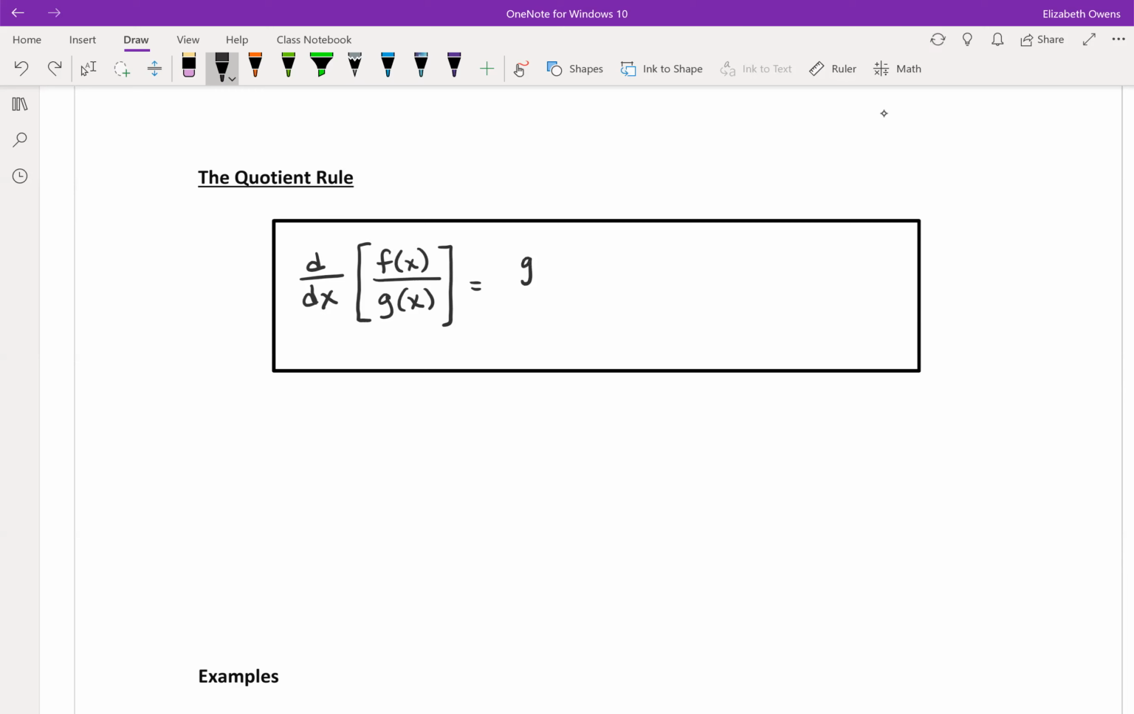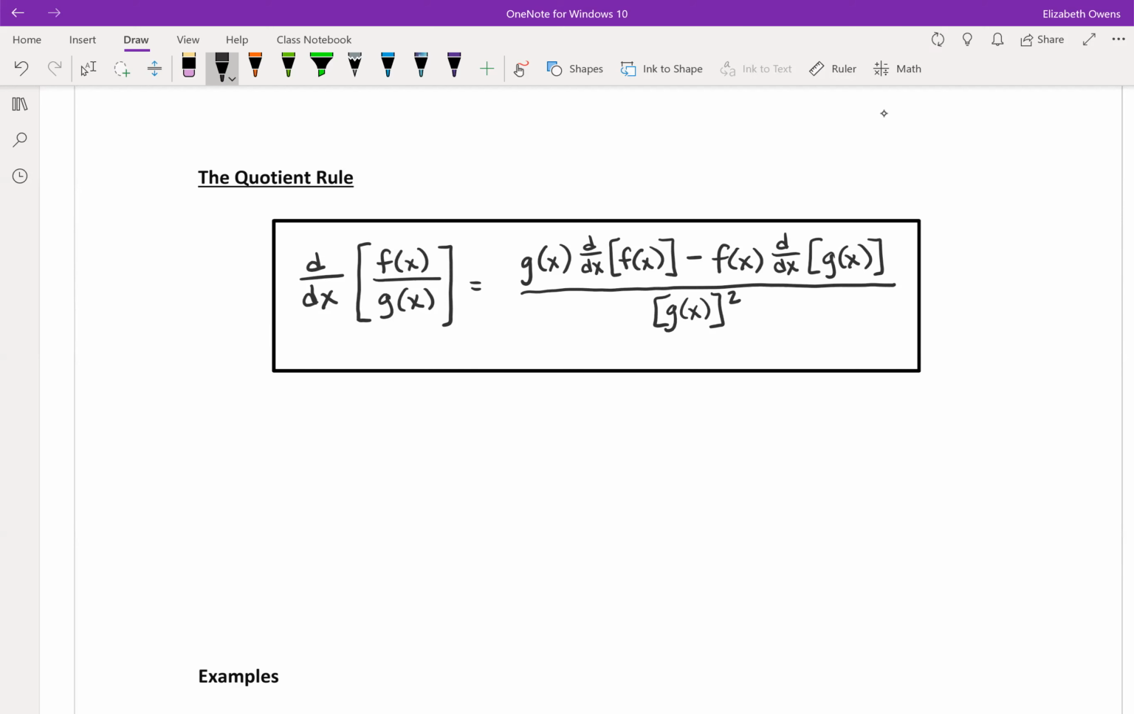You're going to take g(x) times the derivative of f(x), minus f(x) times the derivative of g(x), and then divide all of that by g(x) squared. Okay, that's kind of a hairy expression there to work with.